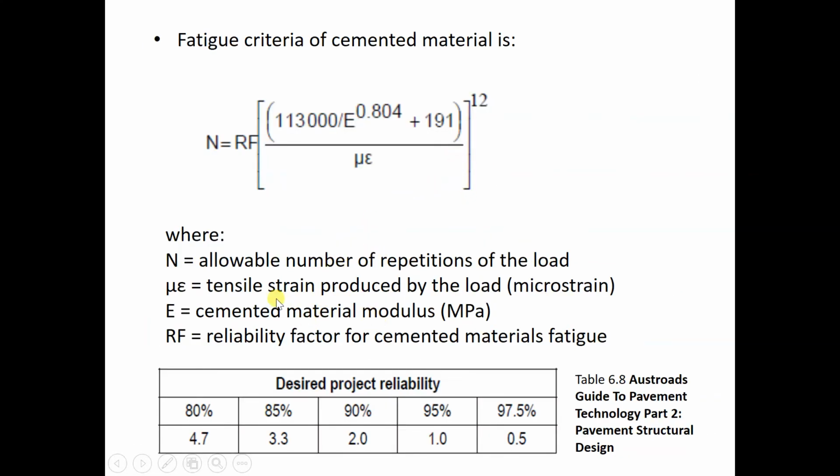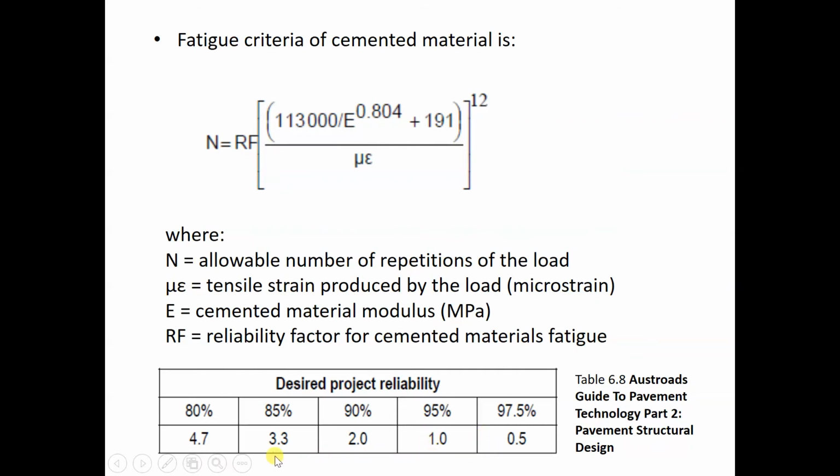So for this one, N is the allowable number of repetitions. Microstrain is the tensile strain produced by the load. E is the cemented material modulus. RF is the reliability factor for cemented material fatigue. So you want to design the reliability.